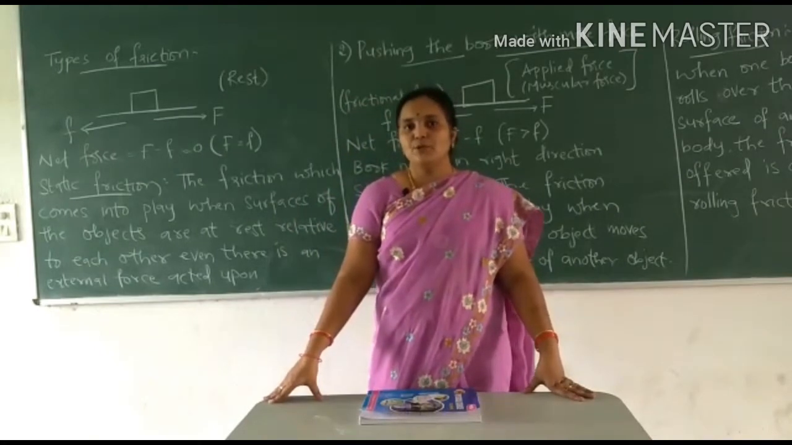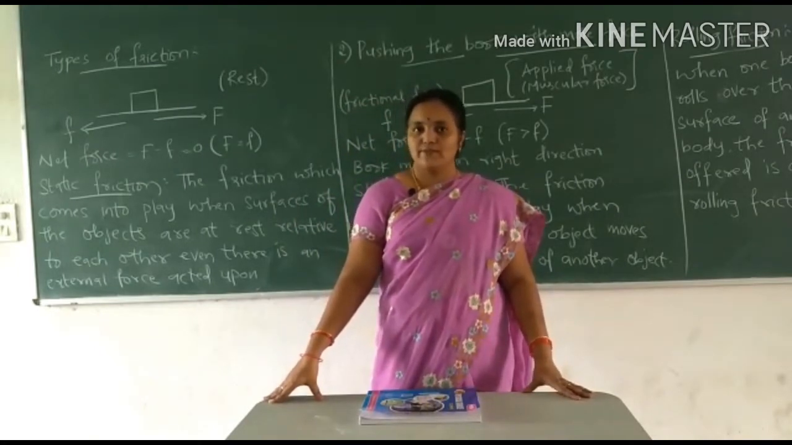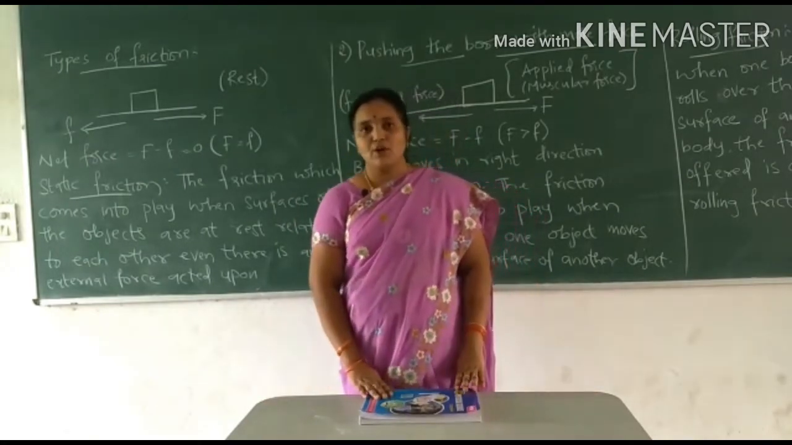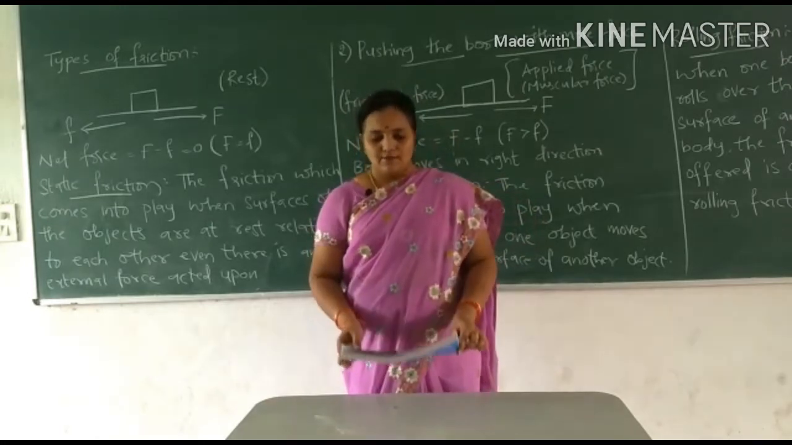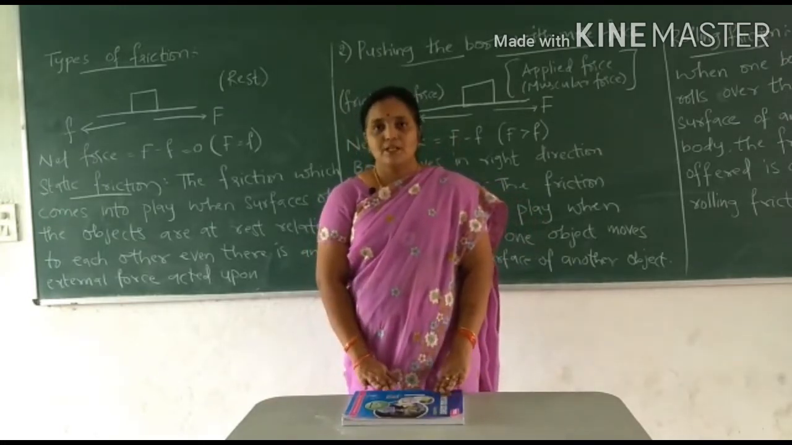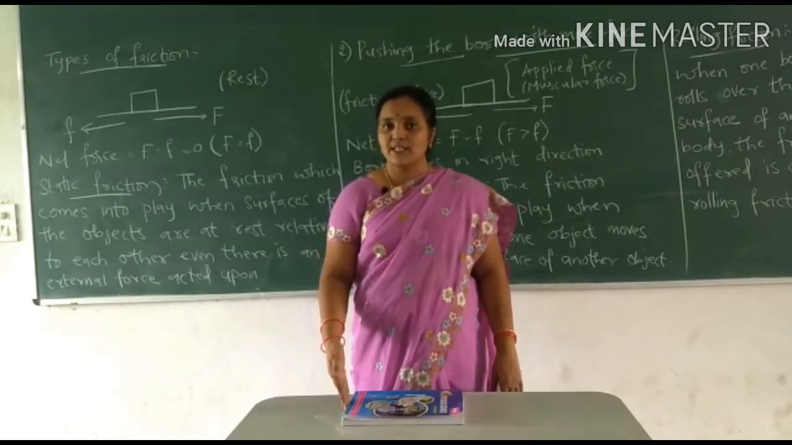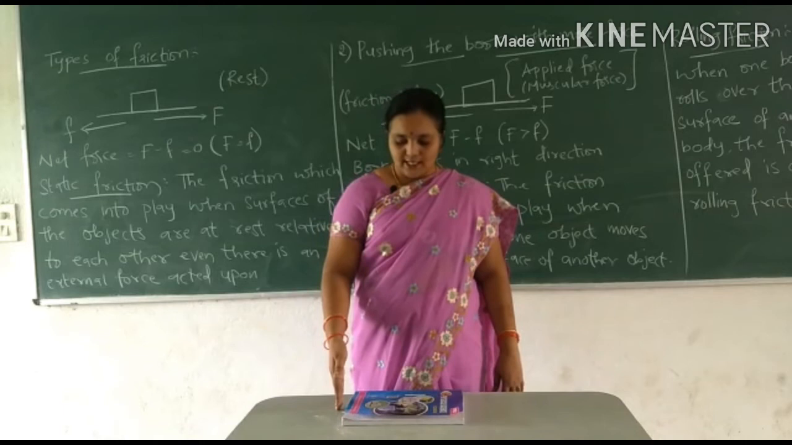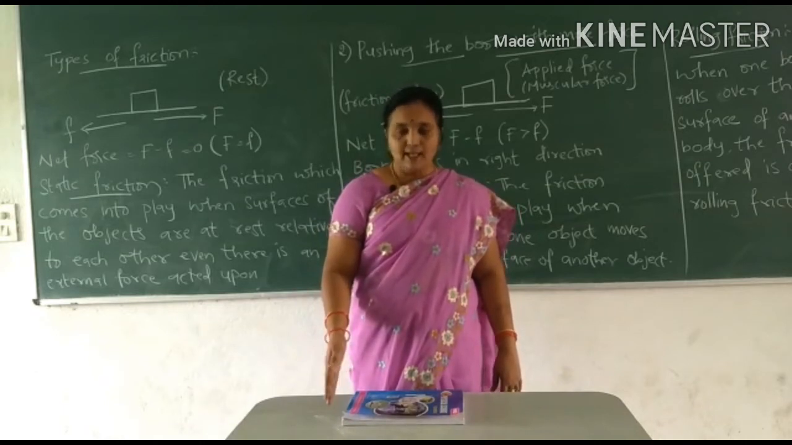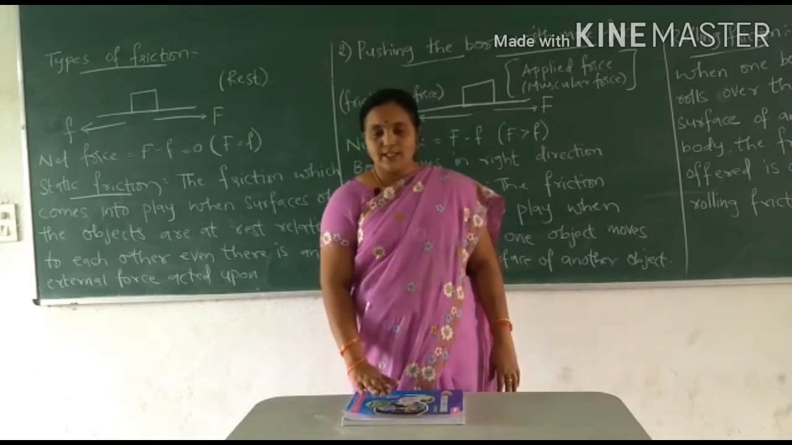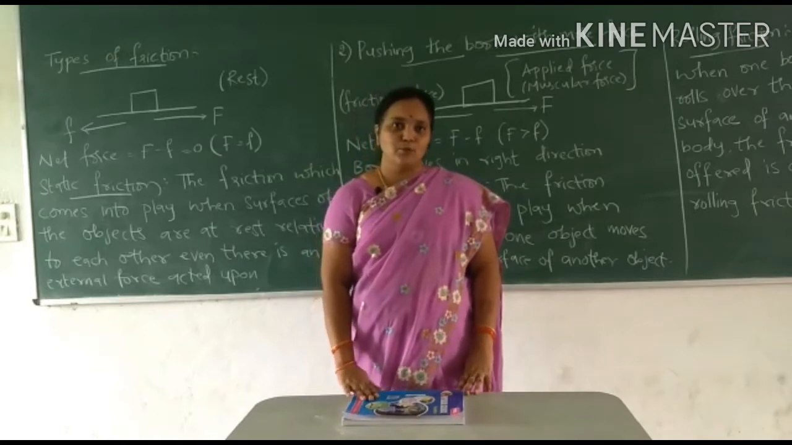So before going to know the types of frictional forces, we will do a very small activity with the book on the table. This is the book which is there on the table. I am just applying some force. The applied force here is muscular force. You can see I have applied the muscular force. In this case the book is not moving.